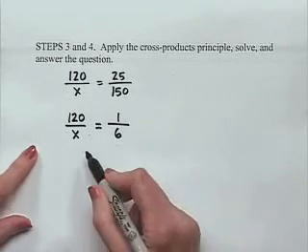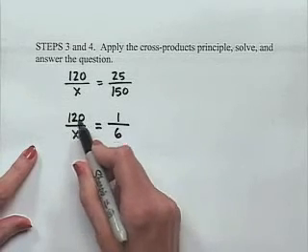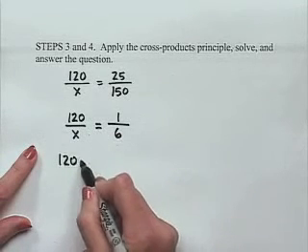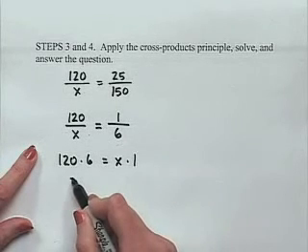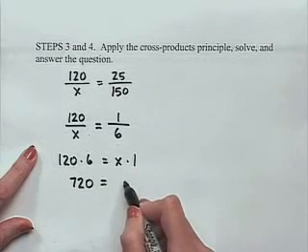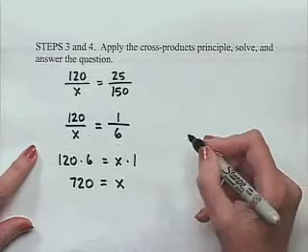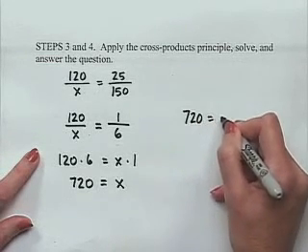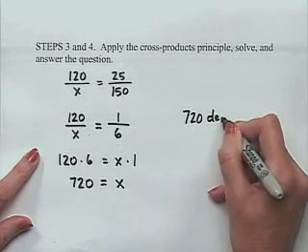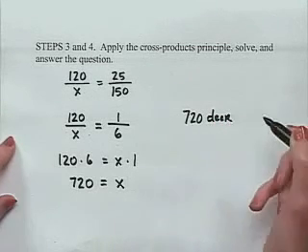Now when we apply the cross products principle, we'll have 120 multiplied times 6 equals x times 1, and 720 will equal x. So to answer the question, the 720 would equal the total population of deer. We'll just say that we have 720 deer in the refuge.